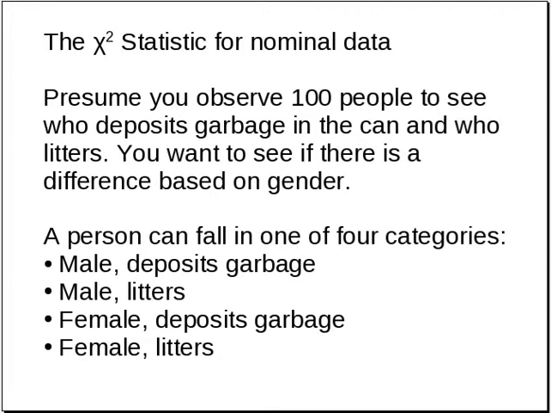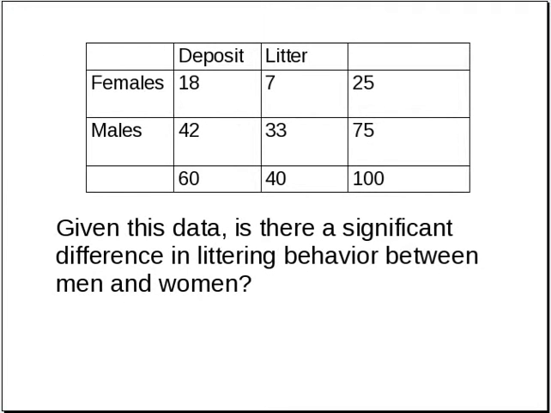This is categorical data, or nominal data, because a person can fall into one of four categories: a male who deposits the garbage, a male who litters, a female who deposits the garbage, and a female who litters. After you do your observation, you find the following data. So given this data, is there a significant difference in littering behavior between men and women?